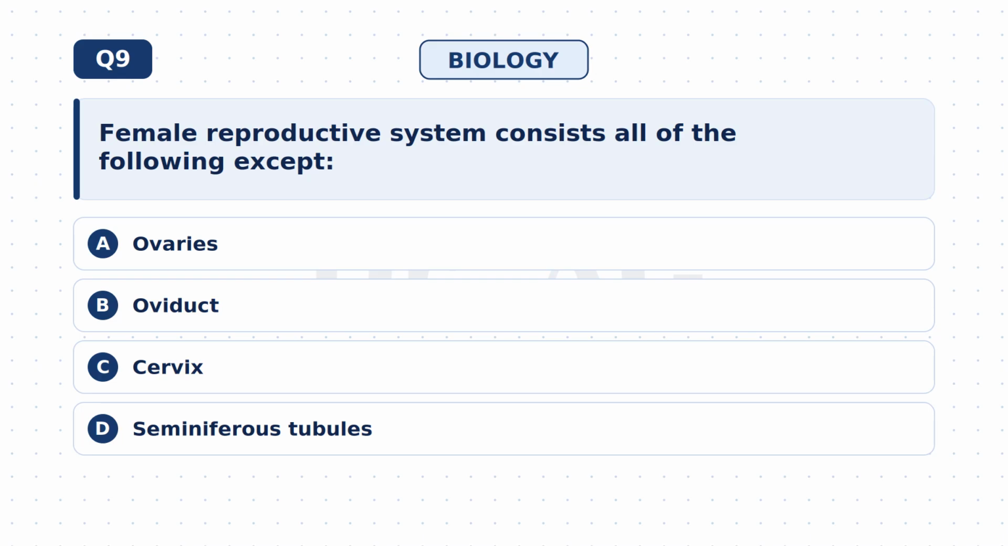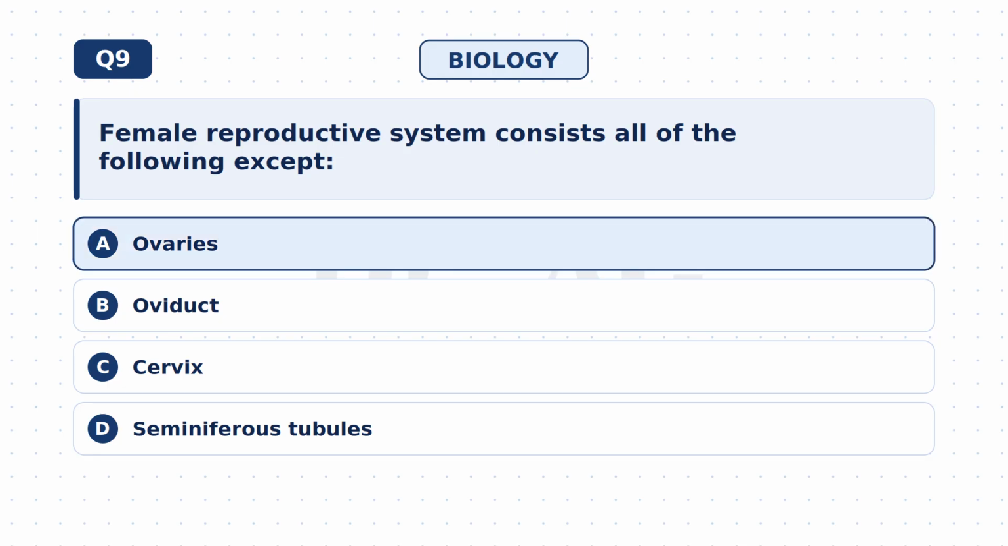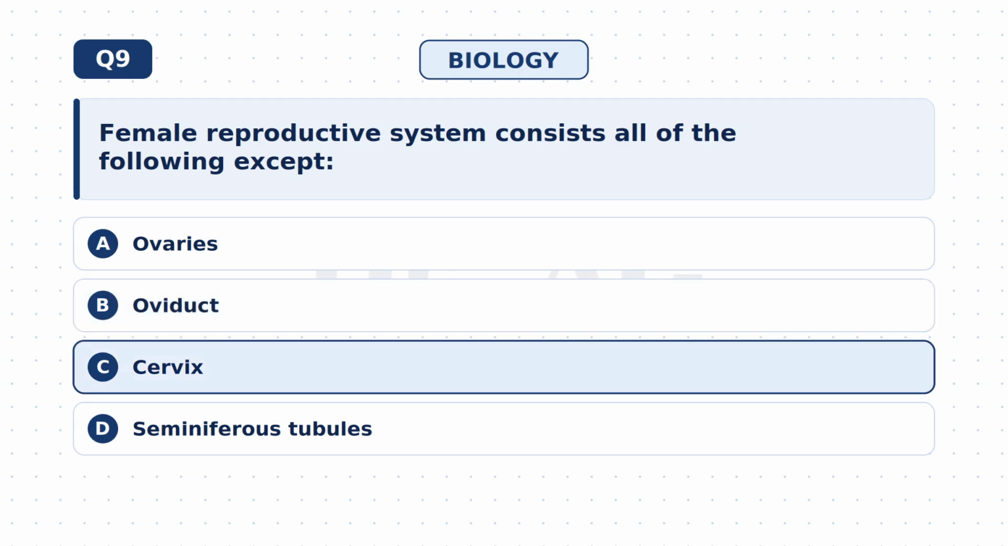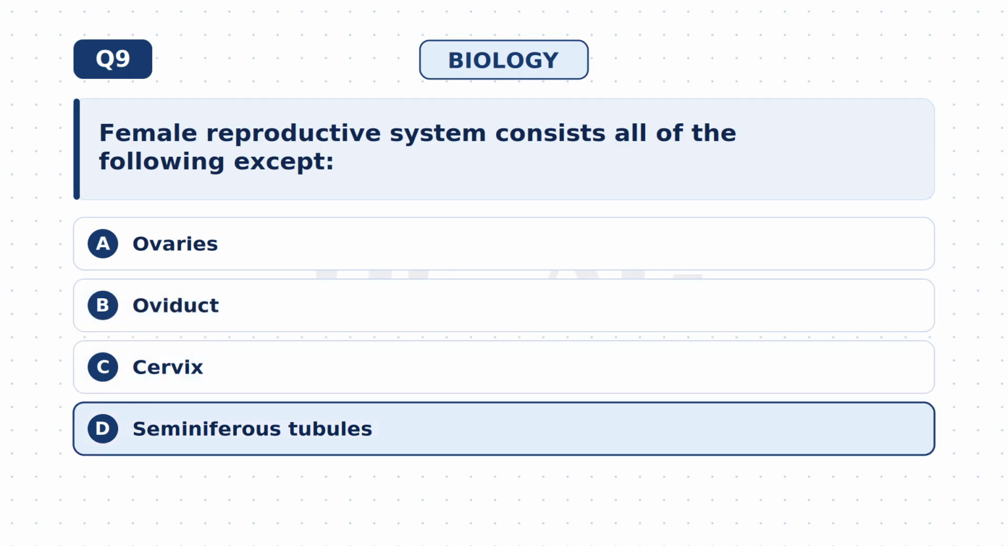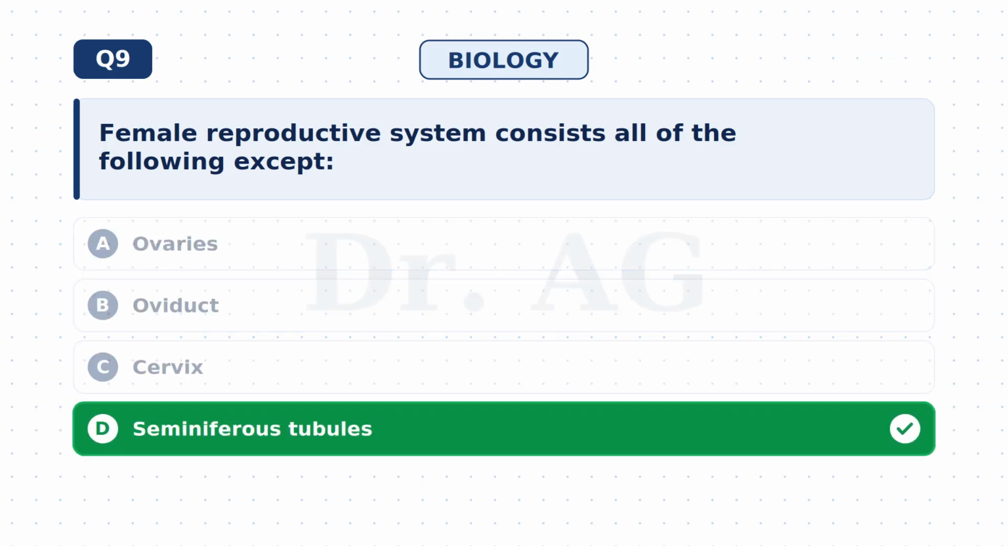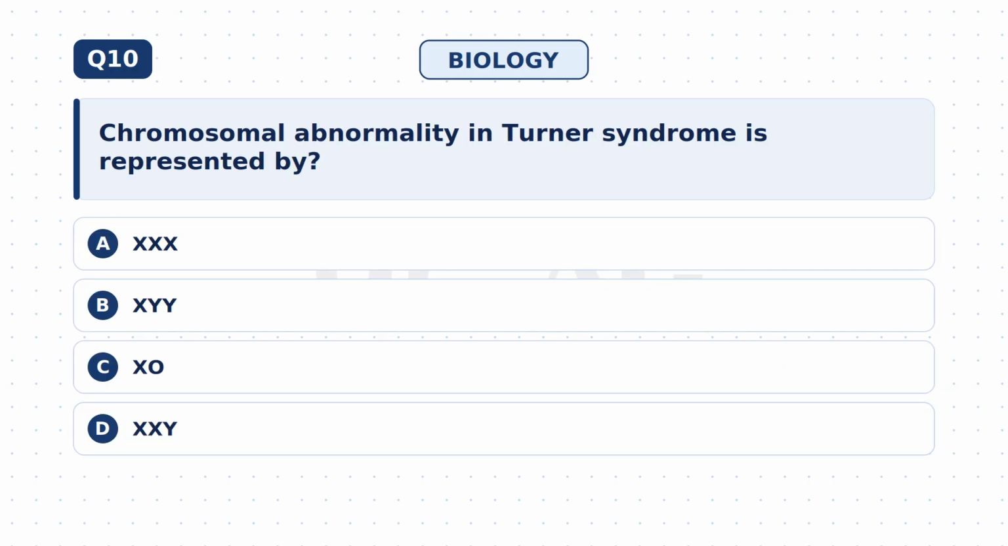Question 9. Female reproductive system consists all of the following except Option A. Ovaries. Option B. Oviduct. Option C. Cervix. Option D. Seminiferous tubules. The correct answer is D. Seminiferous tubules.